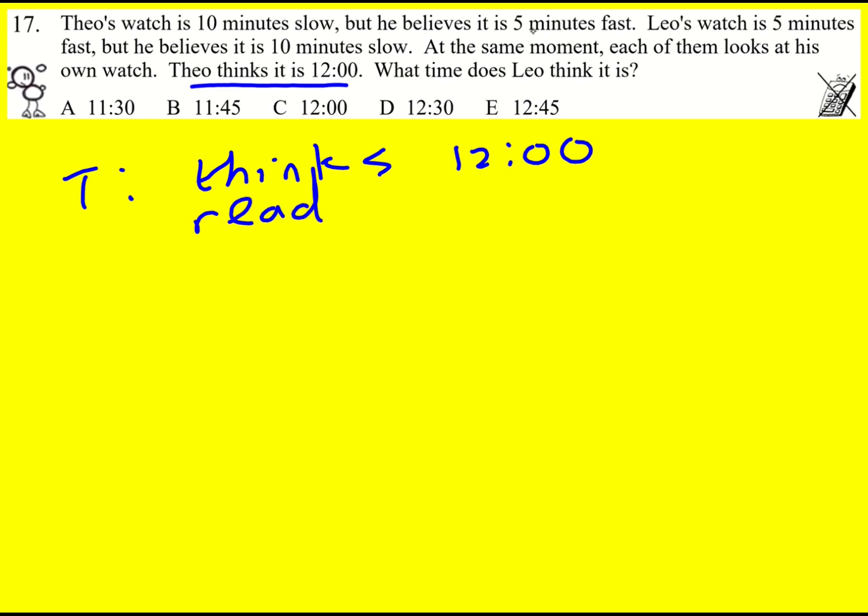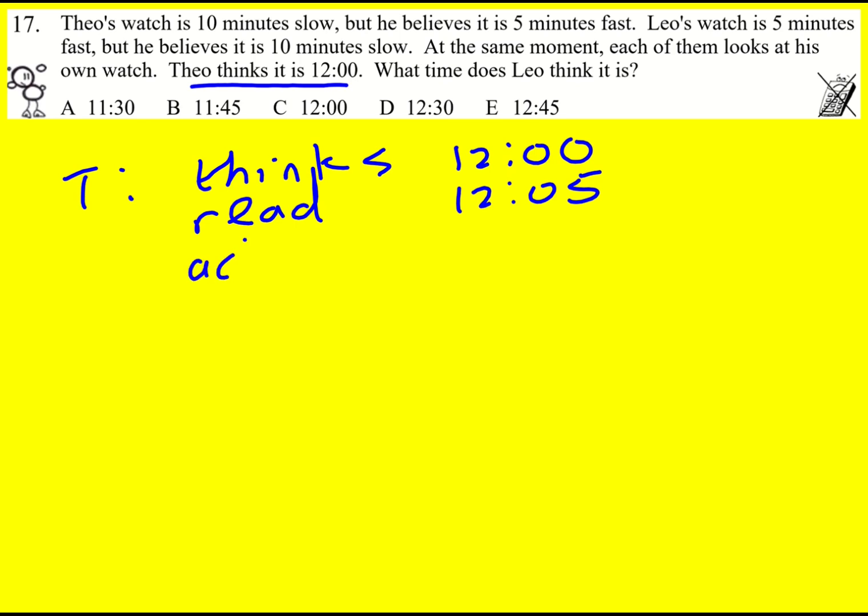So because he believes it's 5 minutes fast, that means he would have subtracted 5 to get the time that he thinks it is, which means we actually need to add that 5 back on for what he's read. It's a bit easier to understand it once we've written it down. So he reads it's 12:05, and then because he believes it's 5 minutes fast, he thinks the time is 12 o'clock. Okay, sorted, I hope.